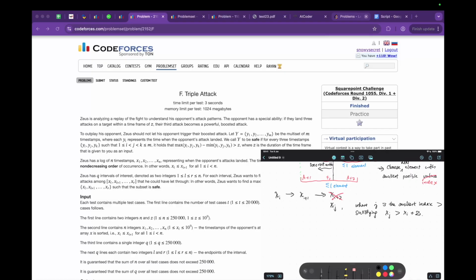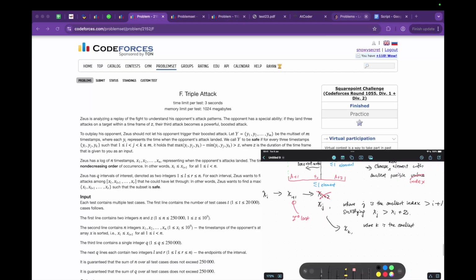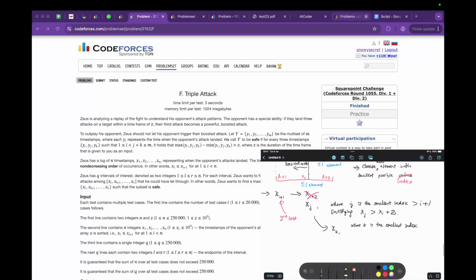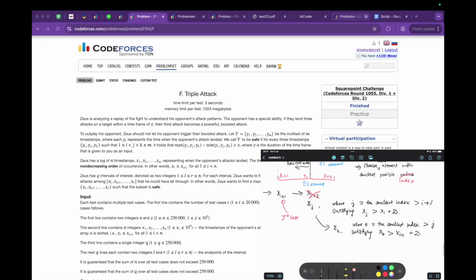Basically, we would look at the current second last element, and then we would find the smallest index that is greater than the previous element, satisfying this element is greater than the element that is 2 elements before, so the second last element, plus z. So that would be our algorithm.